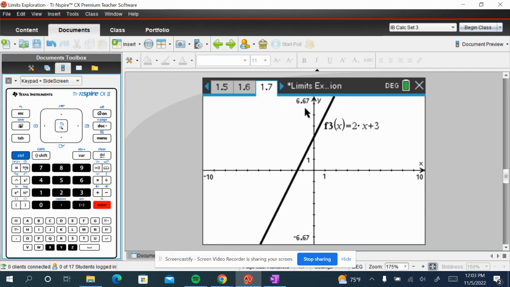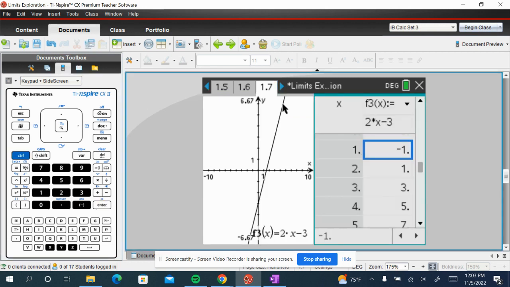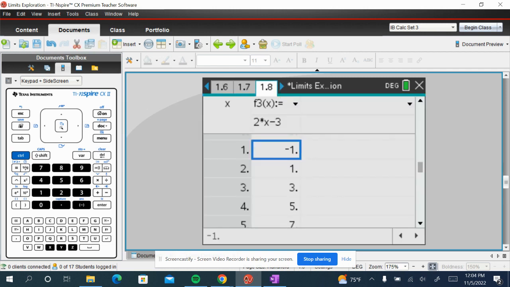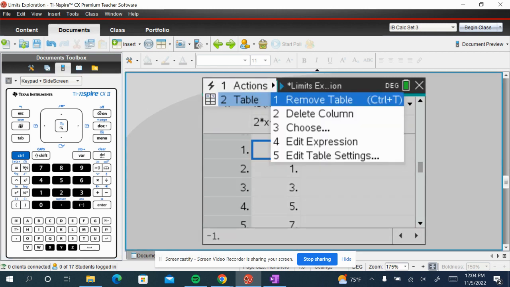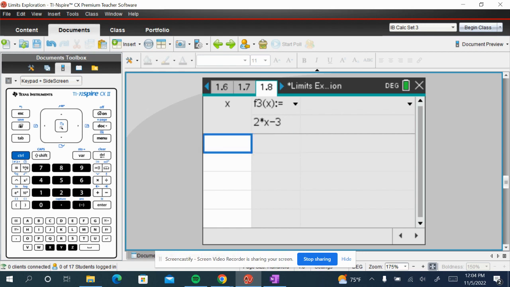So we have 2x minus 3. Go ahead and change that, 2x minus 3. And then we're going to pull up the table, Control T. And then we're going to do the exact same thing that we did before. Okay. So we are going to go to Control T, Control 6, puts it on a new page for me. Go over to the new page. Okay. And then you're going to go to Menu, Table, Edit Table Settings, change this to Ask, hit OK. And then now we can look for all the values that we want on this chart here.